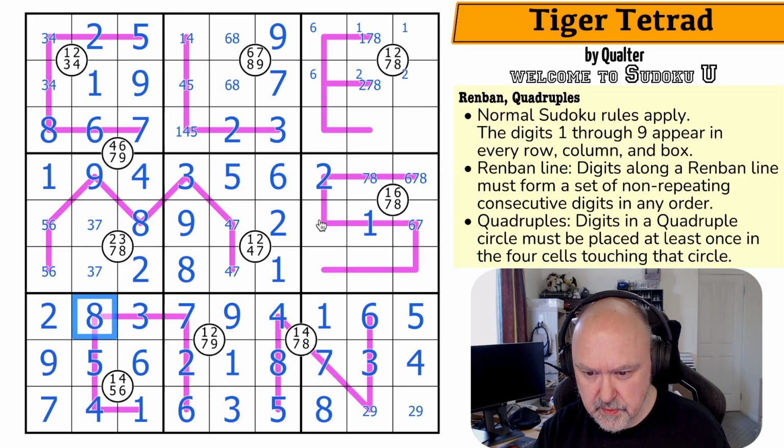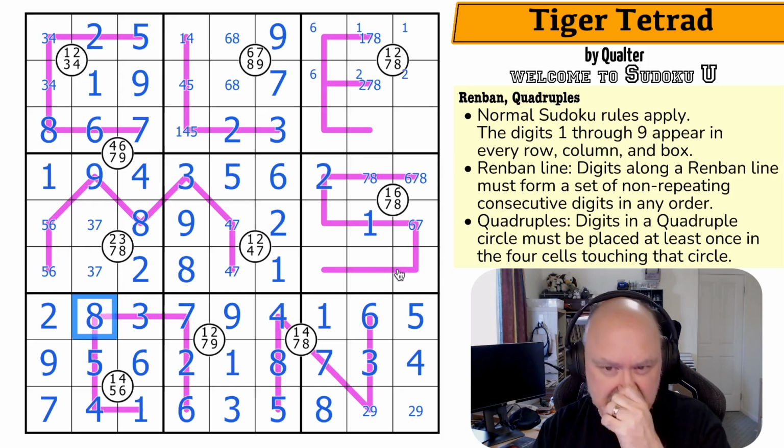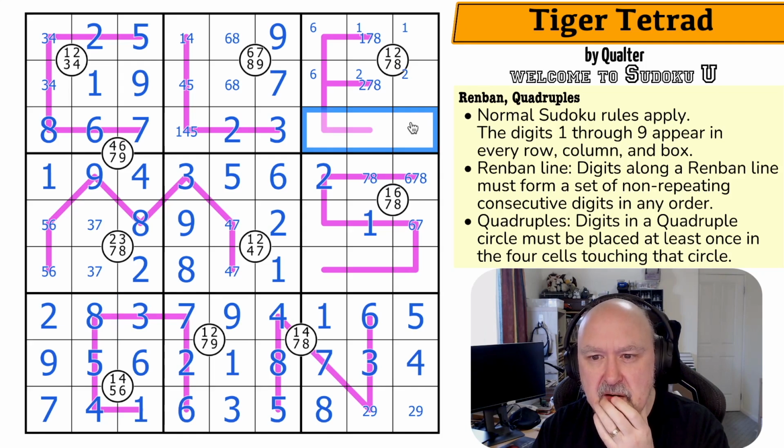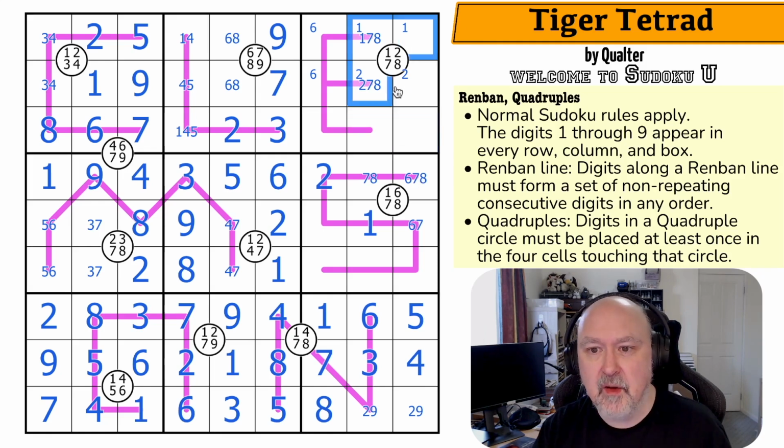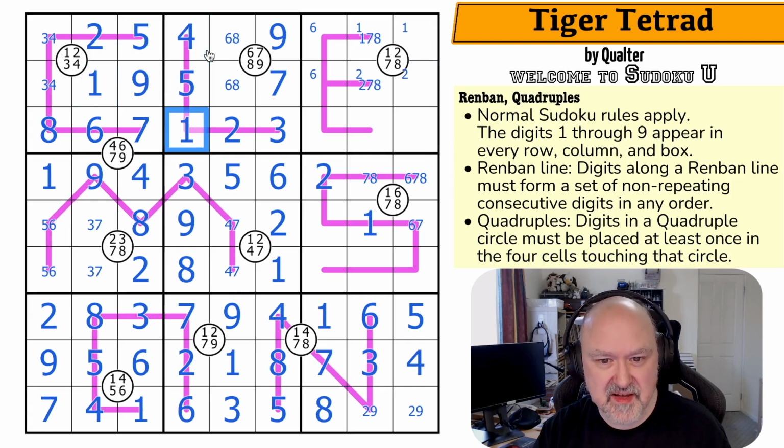So I've got to be able to take this further. Nine. I'm missing something really obvious. Yeah. 1. There's 1 has to be up here. This one is putting 1 up here on this quadruple. So that's the 4, that's the 5, that's the 1.